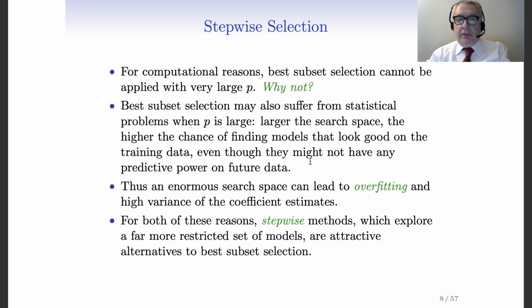Okay, so is this okay? Best subset selection seems very natural. However, it is not the solution we are looking for. For computational reasons, first of all, you cannot apply it if P is very large. Why not? Because the number of models that you have to fit grows very fast, and so this can become computationally unfeasible, first of all. But it is not just an issue of computational burden. Okay, there are also statistical problems.